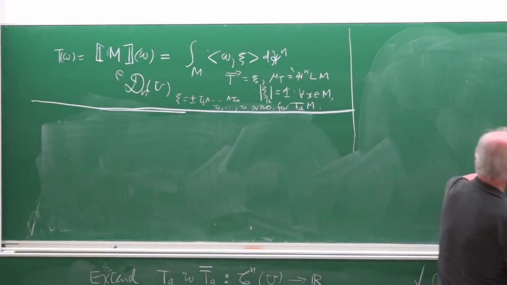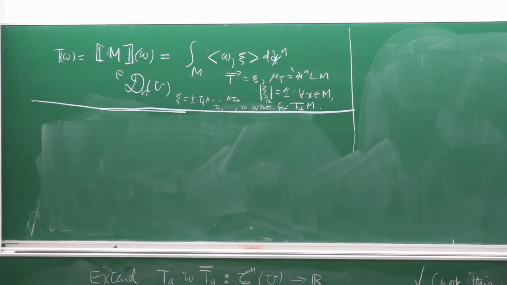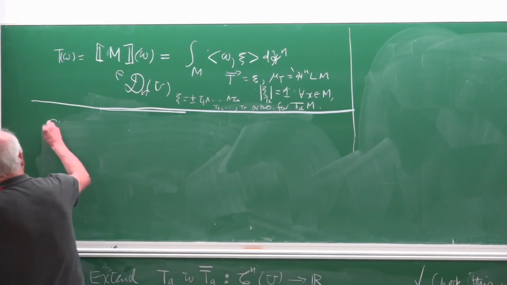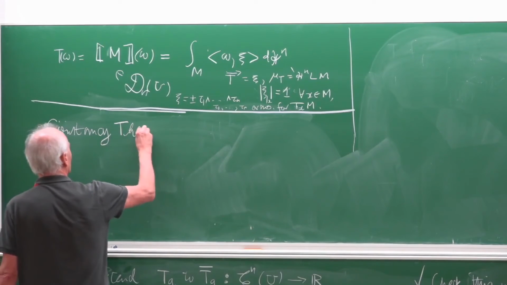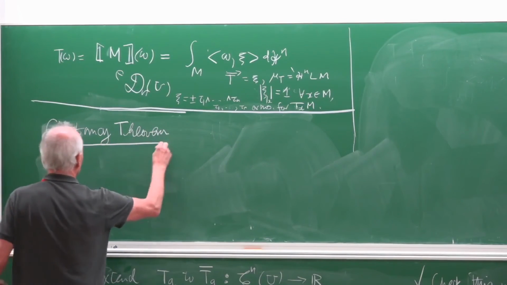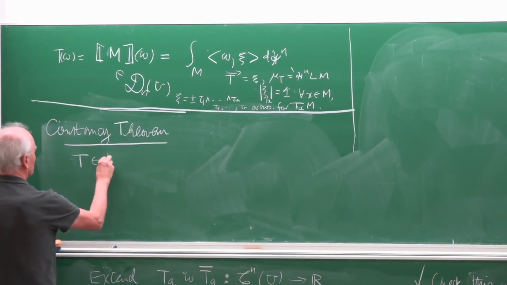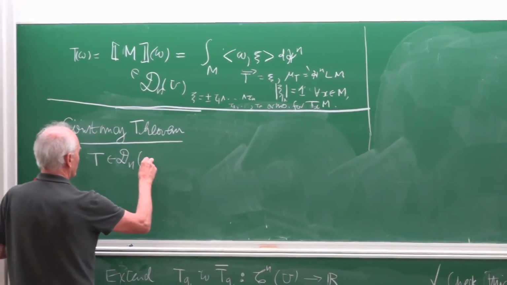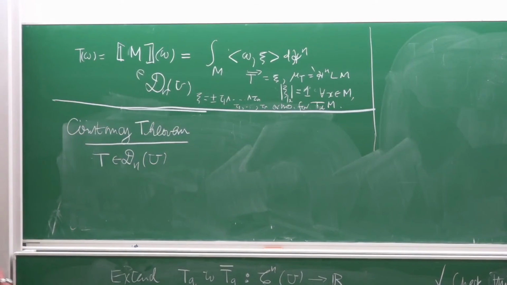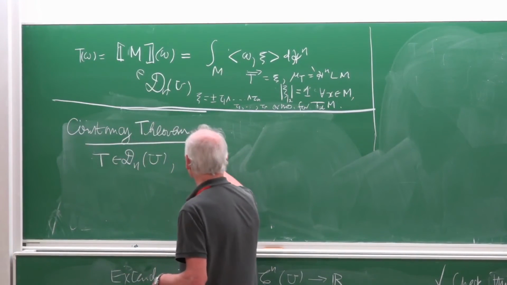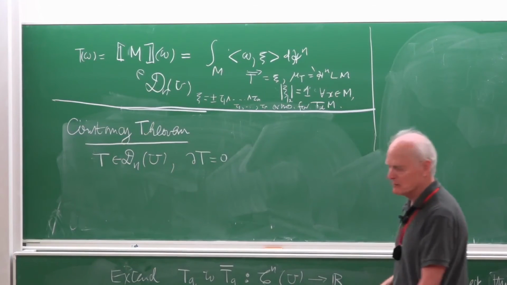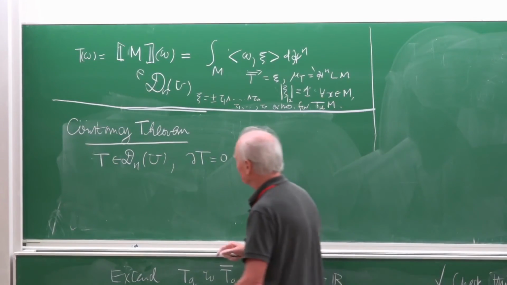Now we've still got a few properties of currents to talk about. One is the very important constancy theorem. And that goes as follows. Take any current. It doesn't need to have locally finite mass, just any current at all. But assume that its boundary is 0. So no boundary.